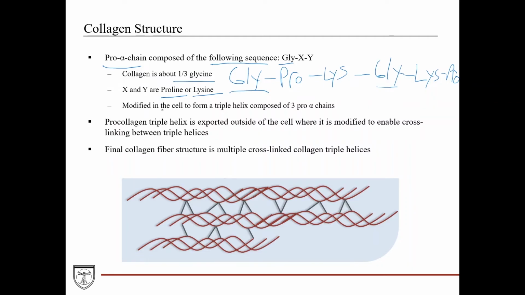And then this sequence is modified in the cell to form a triple helix composed of 3 pro-alpha chains. So you have 3 right here, 3 alpha chains, which then form a triple helix. And you can see this whole structure here is a triple helix. So pro-collagen triple helix, which would be this structure here, is actually exported outside of the cell, where it undergoes further modification to enable cross-linking between these triple helices. So you can see here's one here, here's another one here, and you can see these cross-links being formed here. And so the final collagen fiber is actually a structure with multiple cross-linked collagen triple helices, and you can see that here. So here's triple helices here, cross-linked here, cross-linked here.